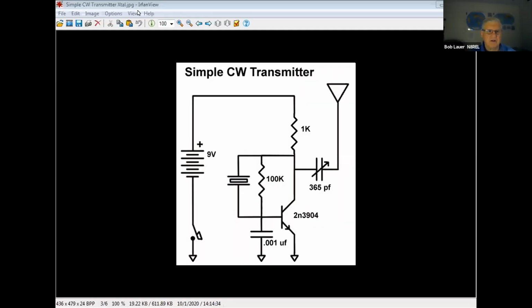Bob, do I have screen sharing privileges? Yes, you do. Okay, thank you. Okay. All right, see if I can. All right, can everybody see this thing? It's coming up. It's not up yet. Okay, it's up. It's up.